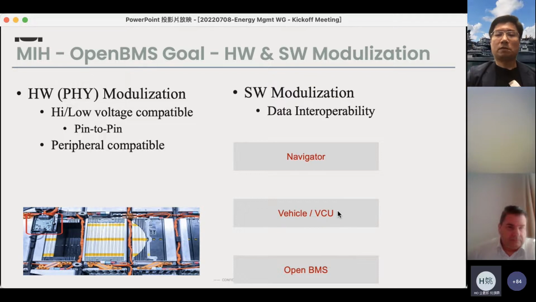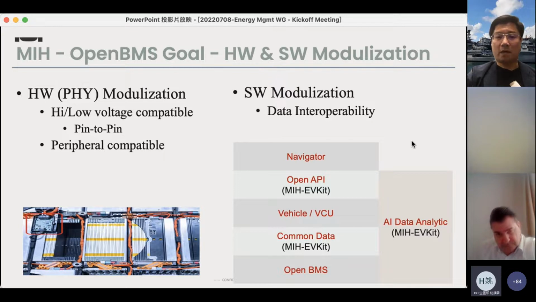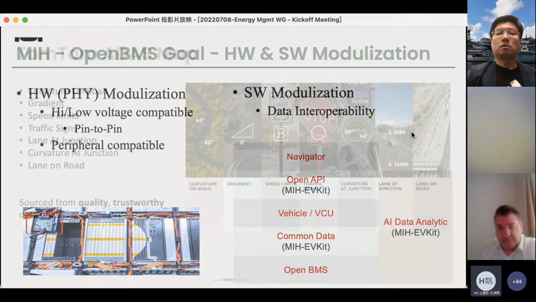The same goes for the vehicle VCU; the information right now is not linked. So we are planning to build an open API and a common data set, so that the navigation can pass the data, the road conditions, to the vehicle or to the BMS, so that the BMS can use this information to have a better understanding, better estimation, and better usage of the power of the vehicle.